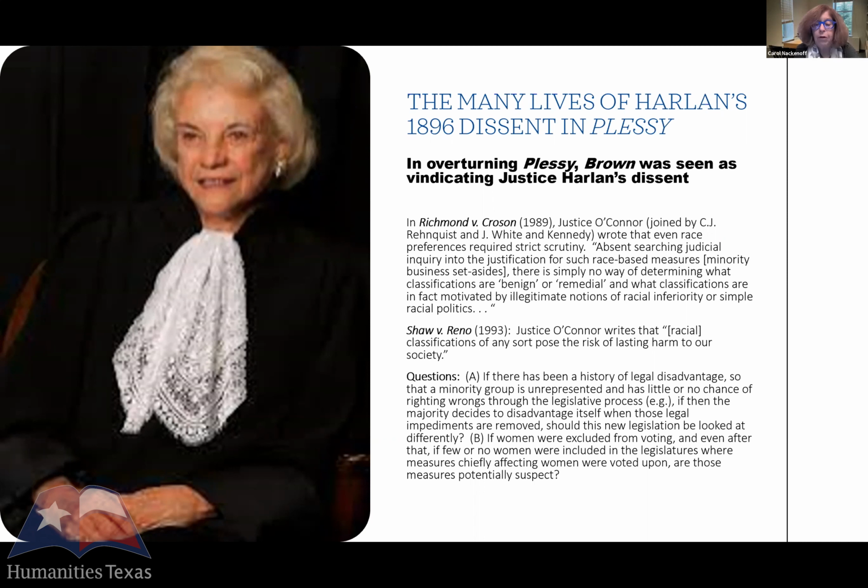So I ask a couple of questions here. If there's been a history of legal disadvantage so that a minority group is unrepresented and has little or no chance of righting wrongs through the legislative process, if then the majority decides to disadvantage itself when those legal impediments are removed, should this new legislation be looked at differently?